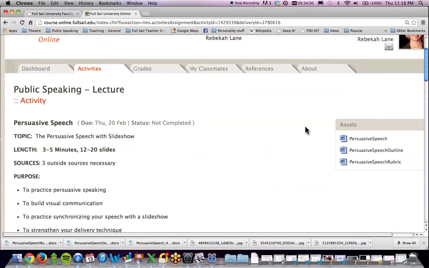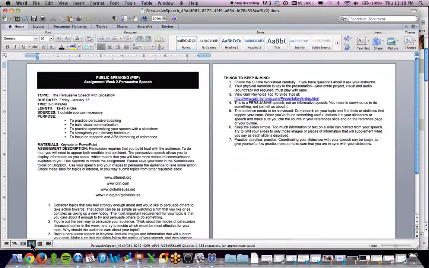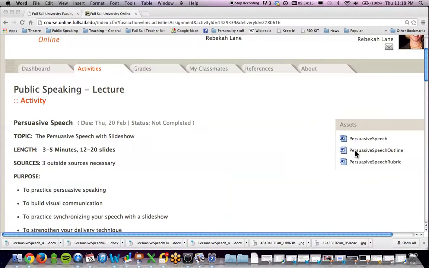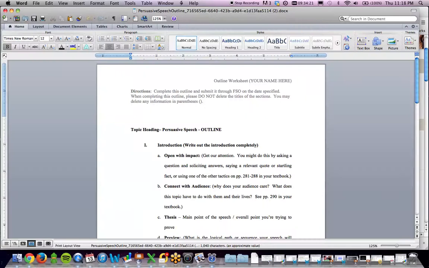Now, speaking of good information, if you want the information that I just talked you through, the assignment sheet is available right here, and you'll see it's saying exactly the same things that I just talked you through. Also, I mentioned that persuasive speech outline. So you see over here in the assets box, we have a bunch of resources. So let's look at what this persuasive outline looks like.